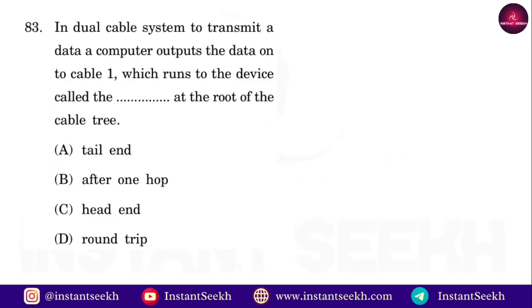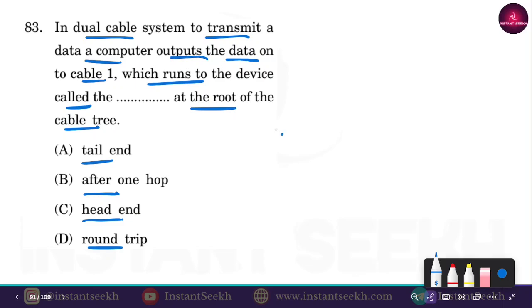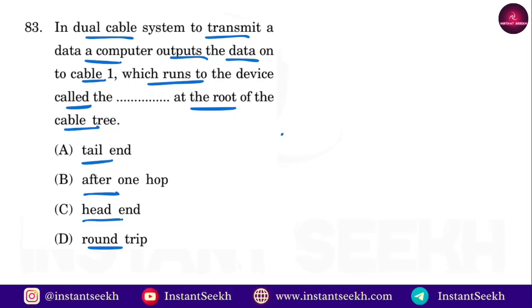The next question is: in a dual cable system, to transmit data, a computer outputs the data onto cable 1, which runs to the device called the dash at the root of the cable tree. Now it is regarding the cable system. The options are tail end, after one hop, head end and round trip. Let's see the options one by one.